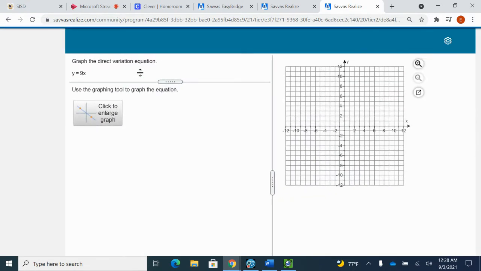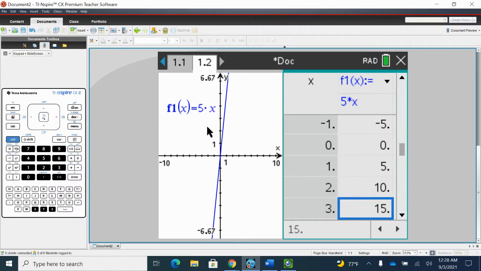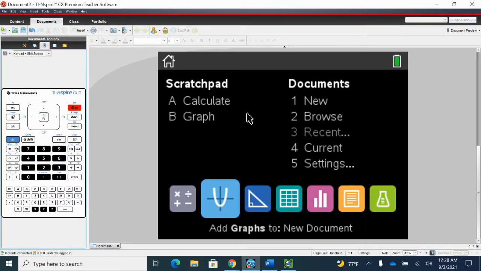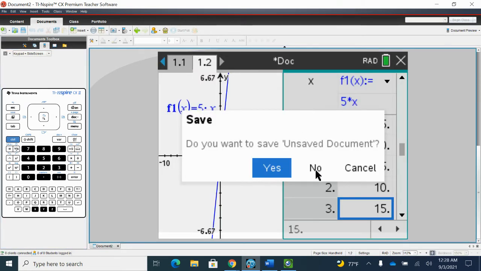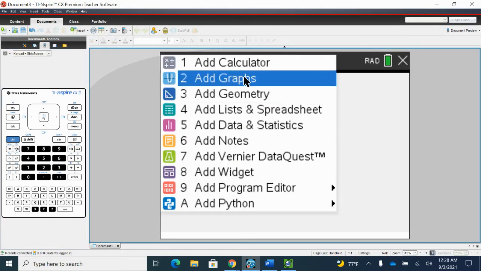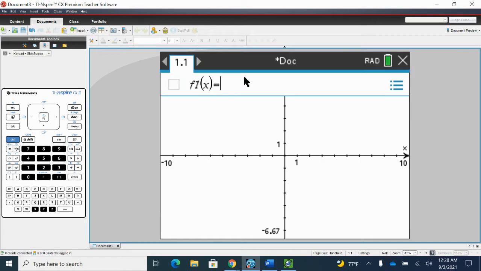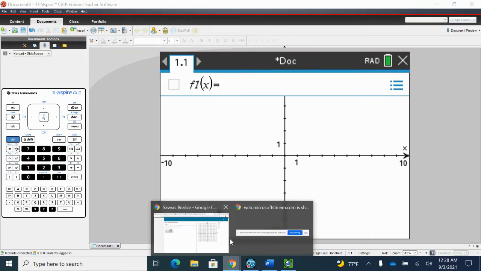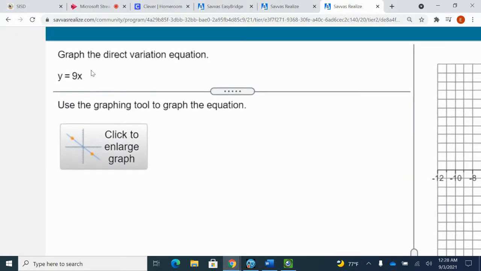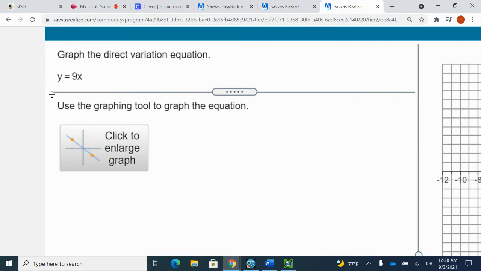Problem number 10: graph the direct variation. Pretty straightforward. We have a graphing calculator. Don't forget, whenever we see this, just go to On, New Document, and go to Graph. Hit No, and then go to graph it, so we start fresh. The problem says, can you graph this direct variation equation? Why is it a direct variation, as you saw in the notes? Because it starts at the origin. It's y equals kx. It follows that form.